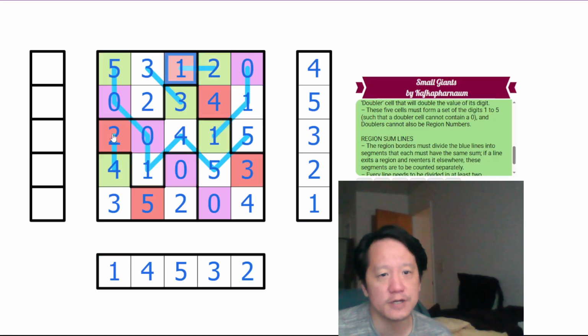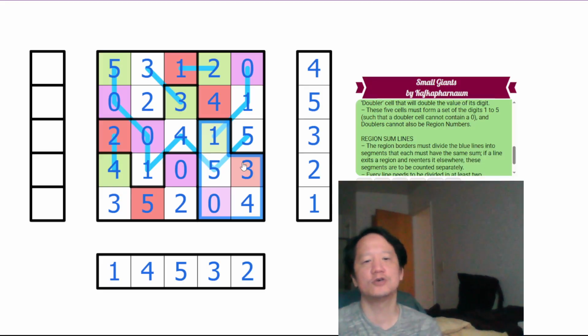The doublers form a set of the digits 1 through 5, and we have 1 in each row, column, and region. We have a 0 in each row, column, and region. This 0 is missing a 4 in the row, 2 in the column, and 3 in the box. This 0 is missing a 5 in the row, 1 in the column, 4 in the box. This 0 is missing a 5 in the region, 4 in the column, and 3 in the box. This 0 is missing a 1 in the region, 5 in the column, and 2 in the row. This 0 is missing a 2 in the region, a 3 in the column, and a 1 in the row. So that's all kosher.